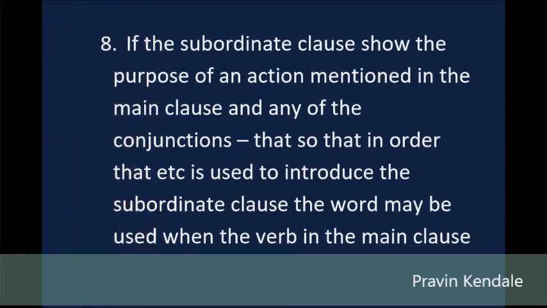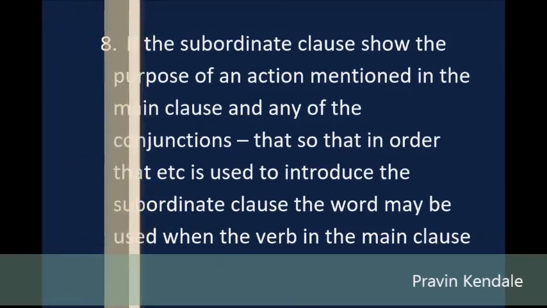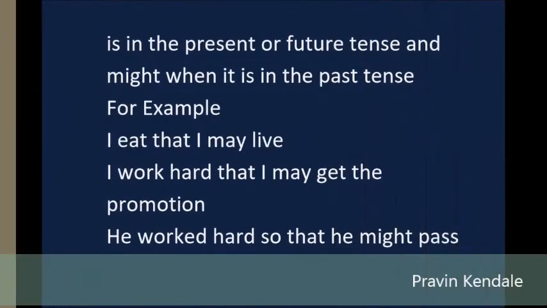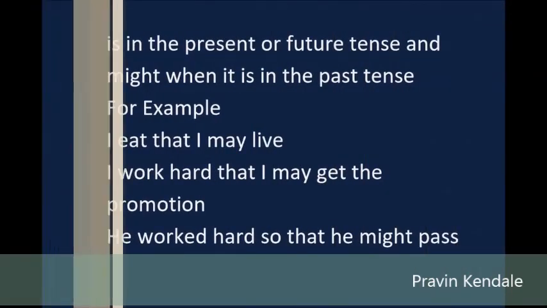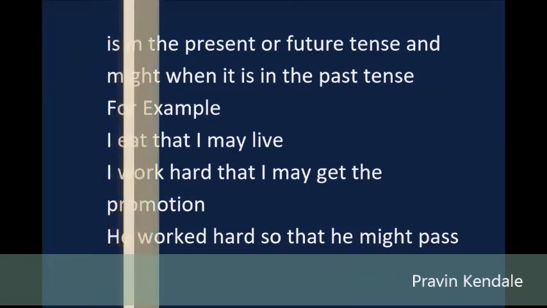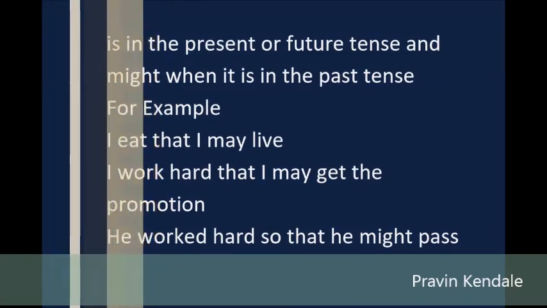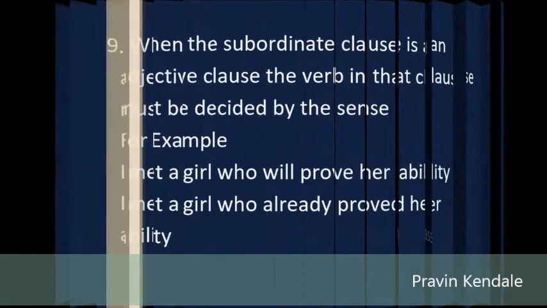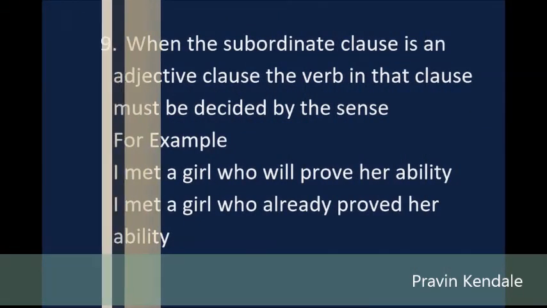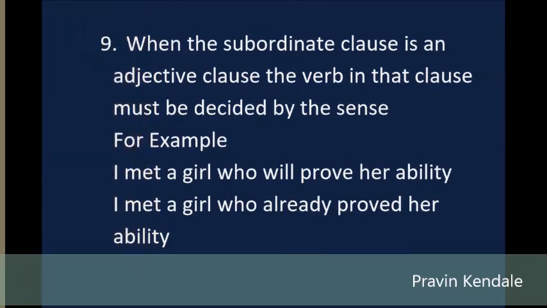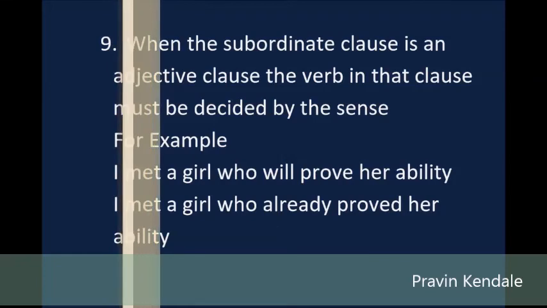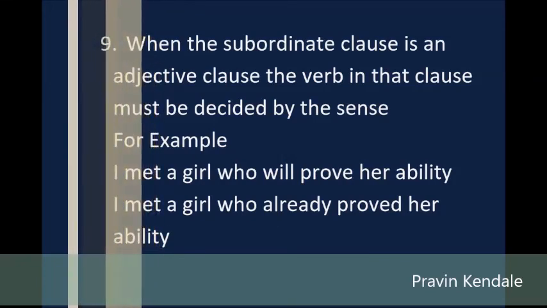8. If the subordinate clause shows the purpose of an action mentioned in the main clause and any of the conjunctions that, so that, in order that, etc. is used to introduce the subordinate clause, the word may is used when the verb in the main clause is in the present or future tense and might when it is in the past tense. For example, I eat that I may live. I work hard that I may get the promotion. He worked hard so that he might pass.